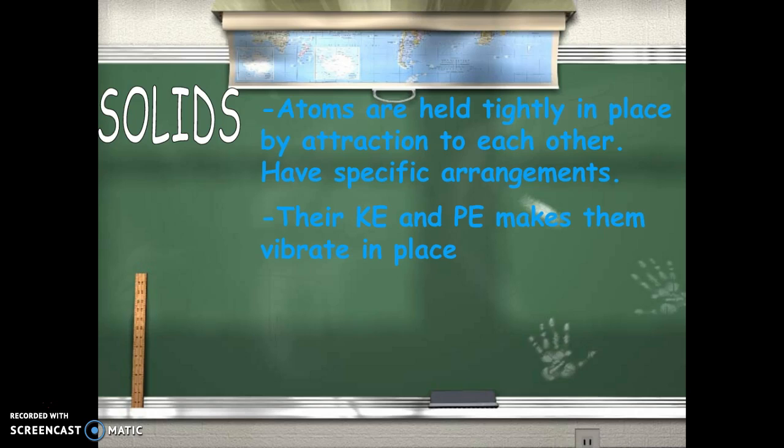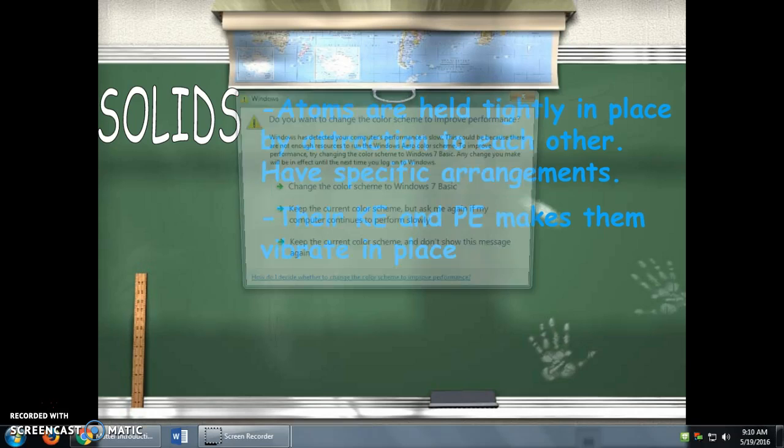Okay, so in a solid, atoms are held tightly in place by the attraction to each other. So the attraction between particles within solids is very, very strong. Okay, so they can't really go far away from one another. And a lot of times these atoms have really specific arrangements, and if they were to somehow go away from that, they wouldn't be what they were. Okay, things like we see every day, types of materials like desks and metals and chairs and tables and anything solid, these atoms inside of them are very tightly held together.